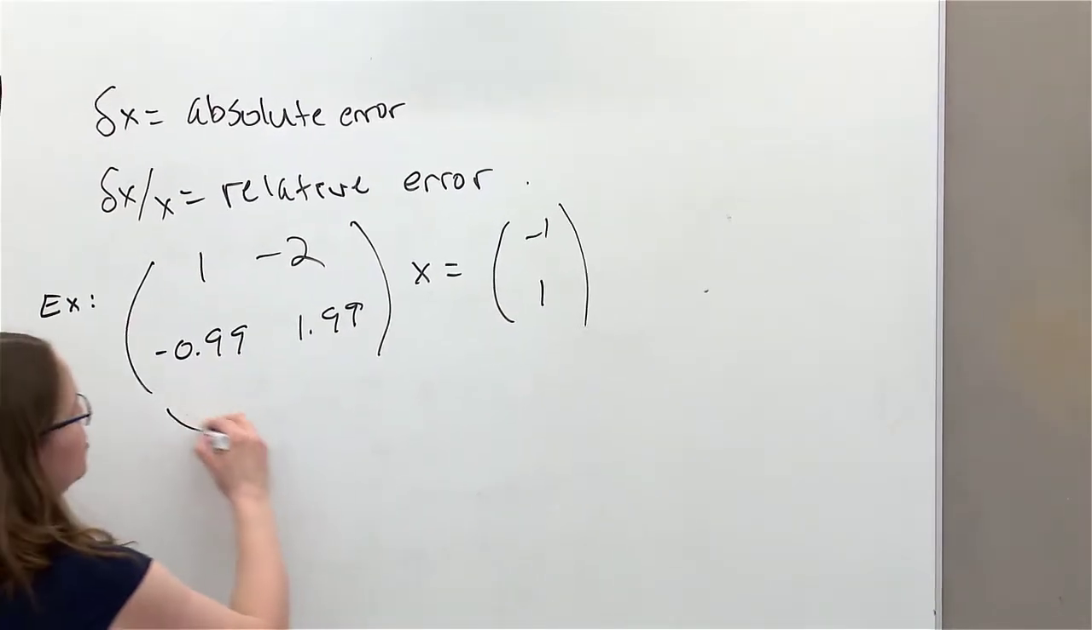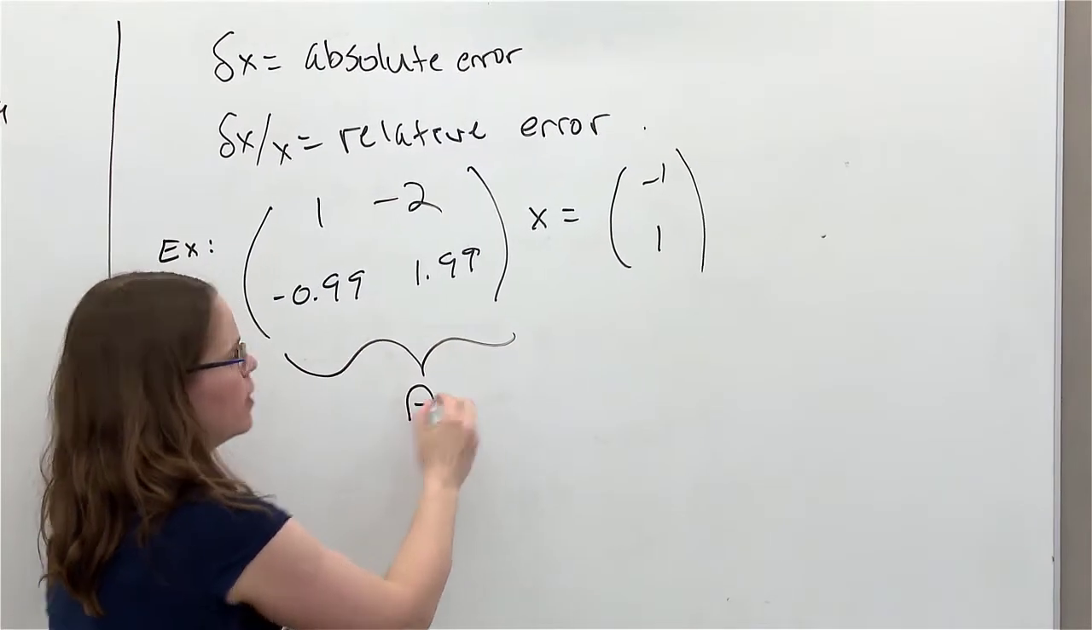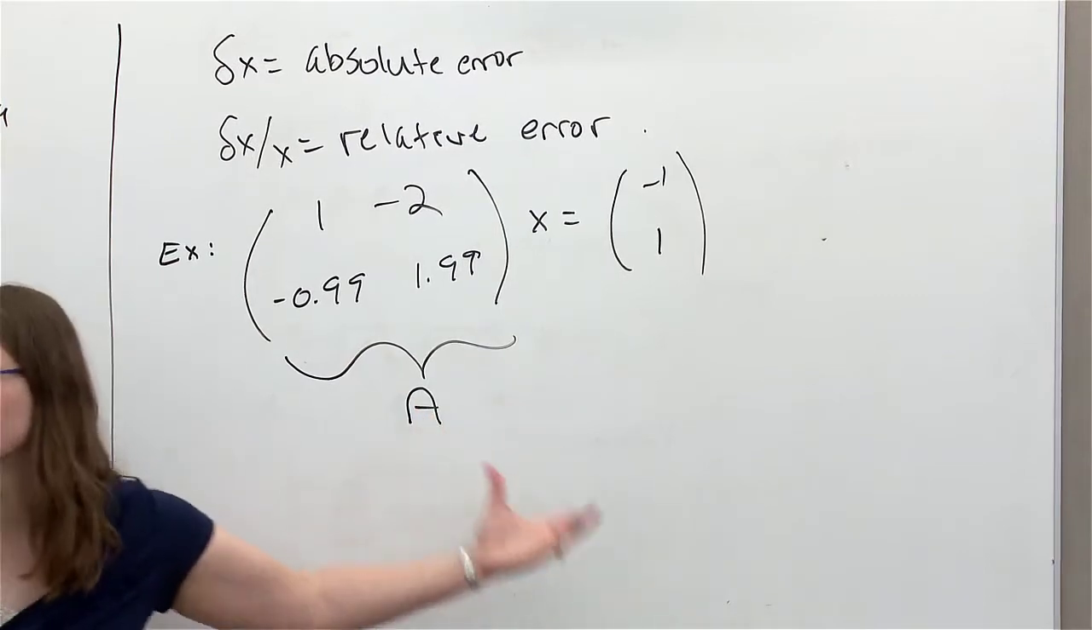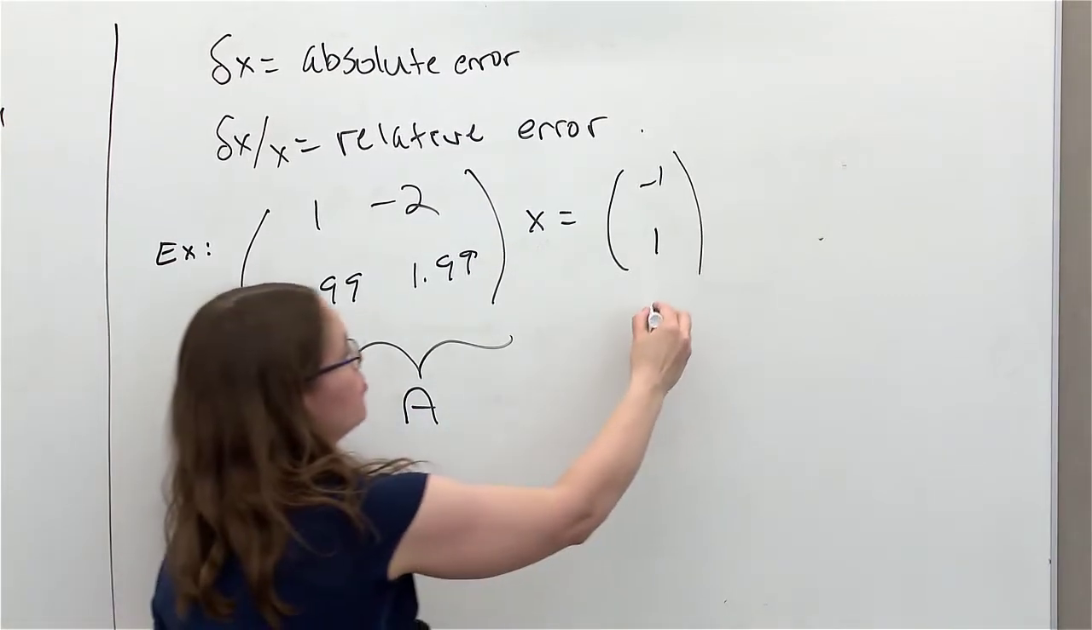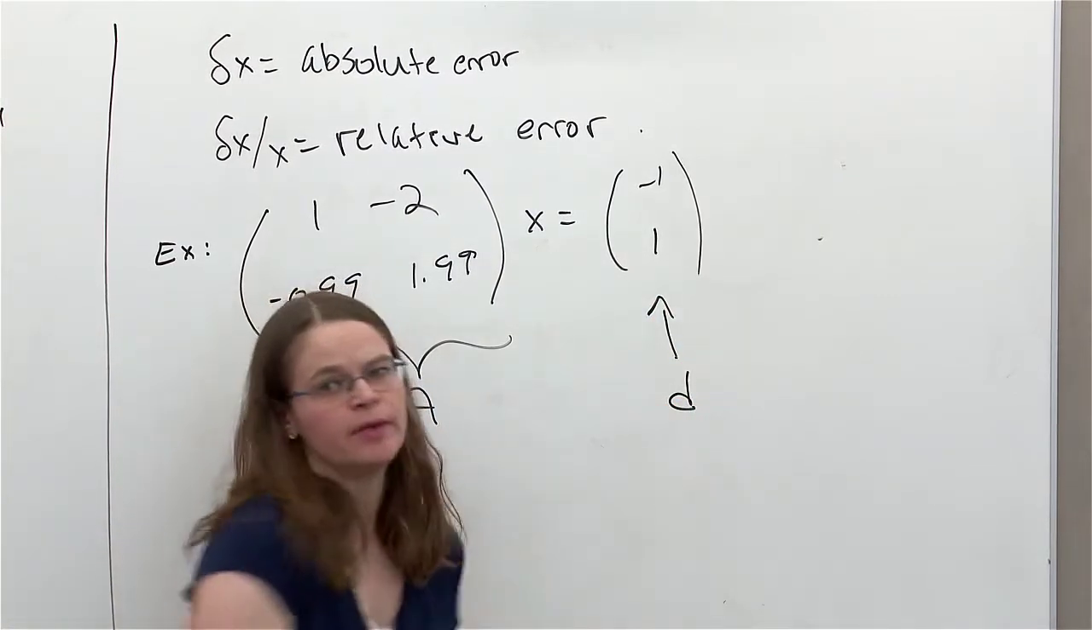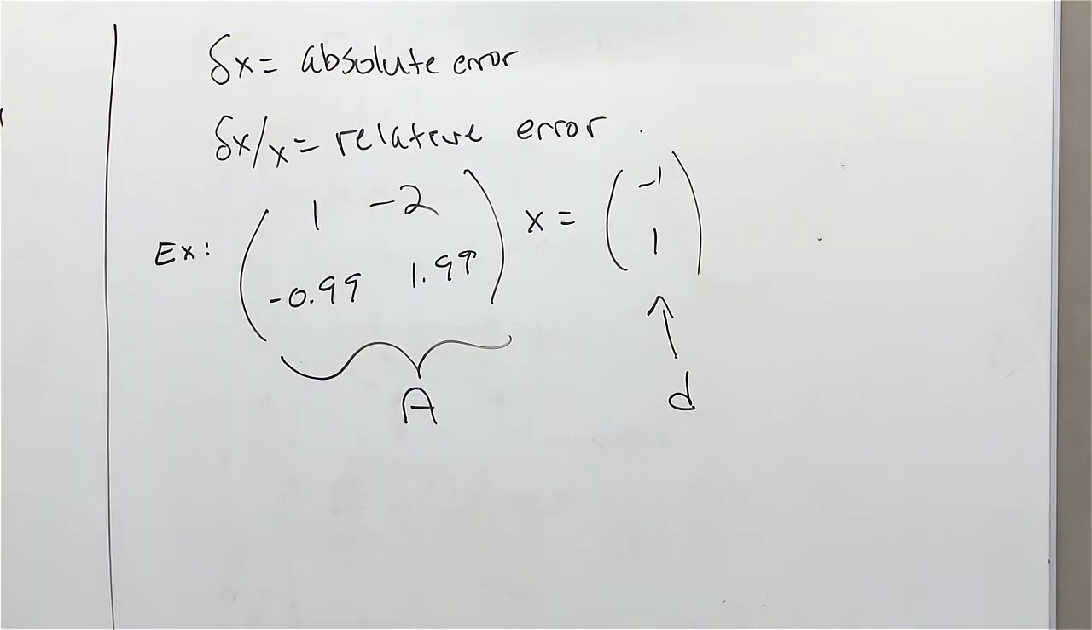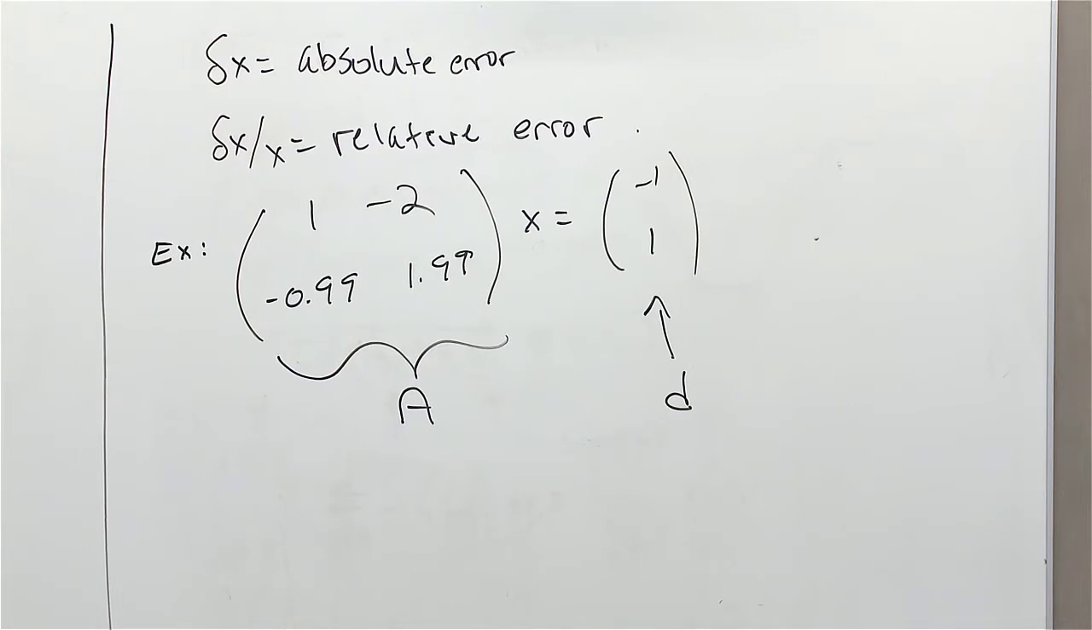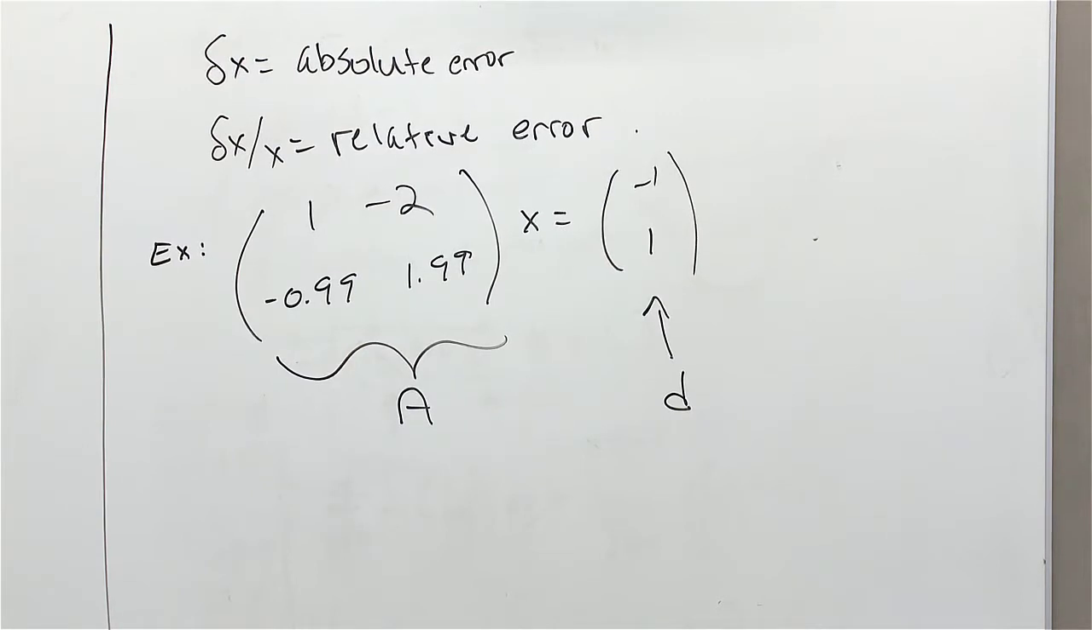Okay, so we'll call this matrix A. This acts as my model in some sense. And this is my D, my D on the right-hand side. Now we've run our numerical method, and somehow or other it's come up with an answer for us. It's come up with an approximation.